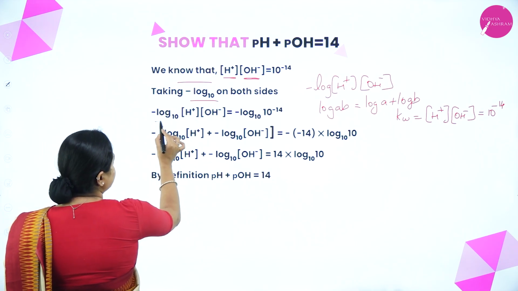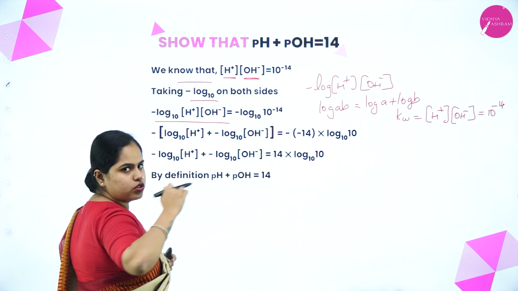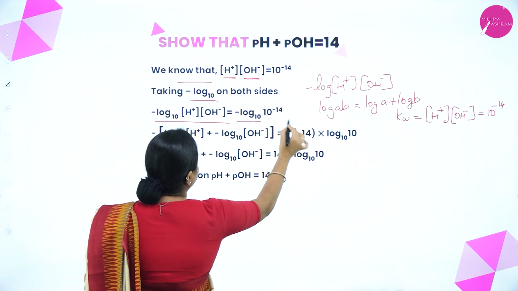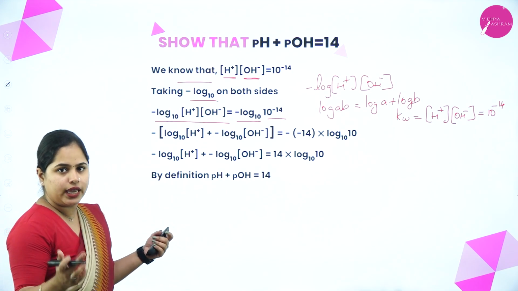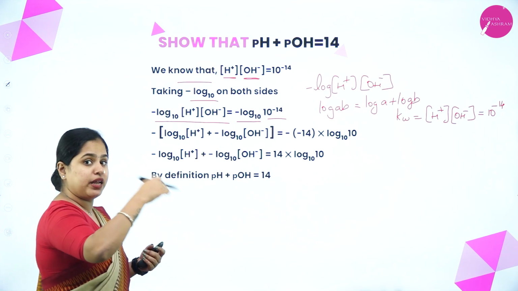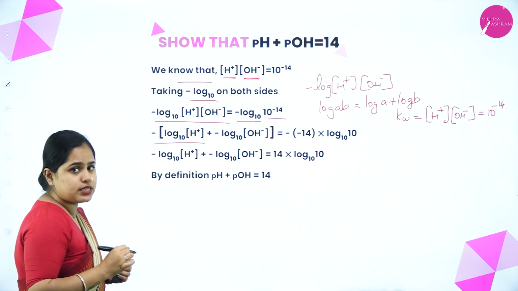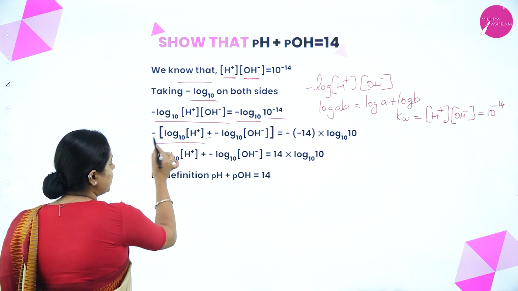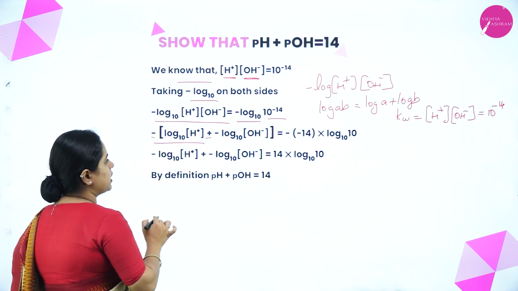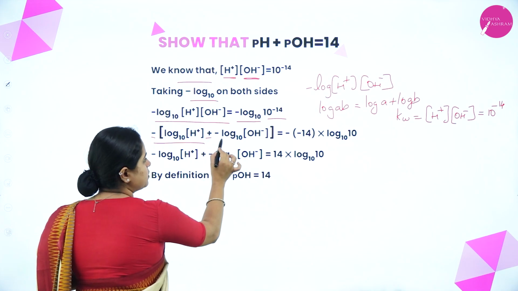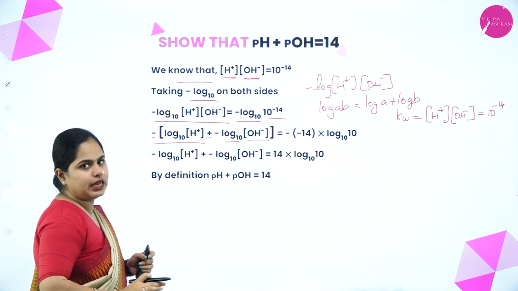So you can see here minus log H plus into OH minus. I am going to multiply minus log, and on the other side also I am going to multiply minus log base 10 to the power minus 14. As I told you, this is in the form of log AB, that is log A into B, which is equal to log A plus log B. So I am going to split and write now. It is minus log base 10 H plus. What did I multiply here? It is minus log, so that minus sign is also important here. That is why this minus is here. So minus log base 10 H plus, plus minus log base 10 OH minus. So H plus and OH minus separately come now.